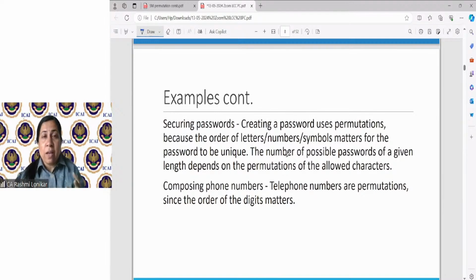If I have, say, a password ICAI hashtag 2024, can I write IC hashtag 2024? It will be a different password and I will not be able to log in. So securing a password, it is a combination. As you all know, passwords usually on the internet are a combination of alphabets, and in alphabets also there is a combination of uppercase and lowercase. Uppercase, lowercase means capital letters or small letters. Then numbers or special characters.